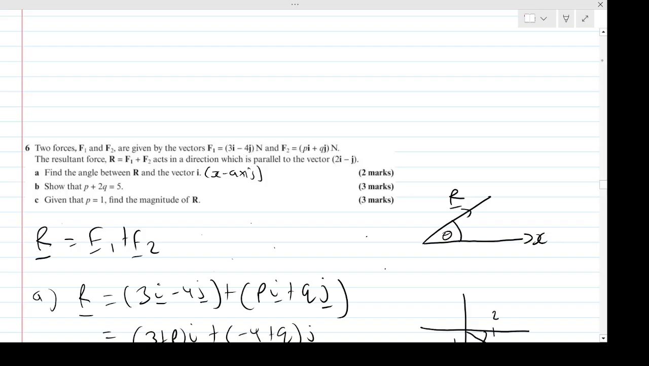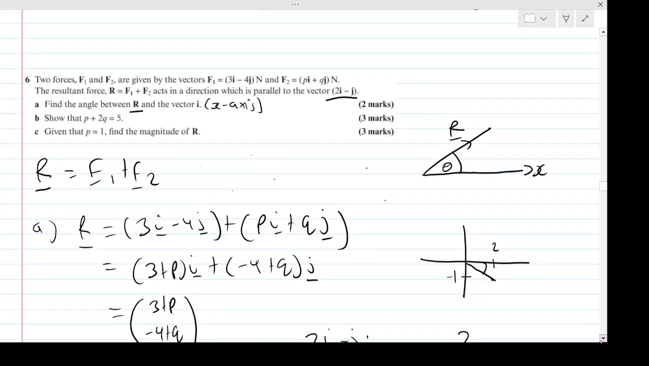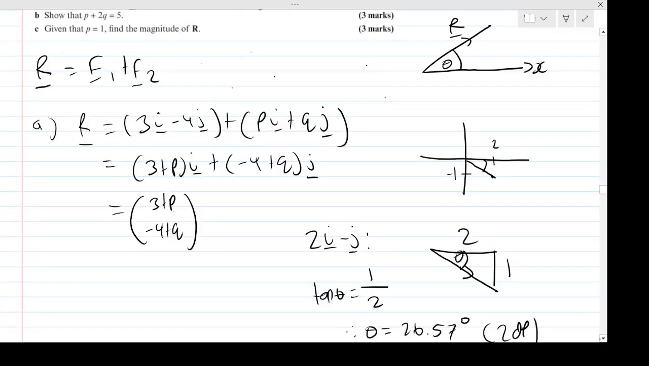Now, I also said that in order for two vectors to be parallel, they're multiples of each other. So if we have two vectors A and B that are parallel, then they're scalar multiples. So A is going to be a multiple of vector B, and that would mean they're parallel. We're going to do that here then. So R is parallel to the vector here, 2i minus j. But we worked out R already. R is this, 3 add P, minus 4 add Q.